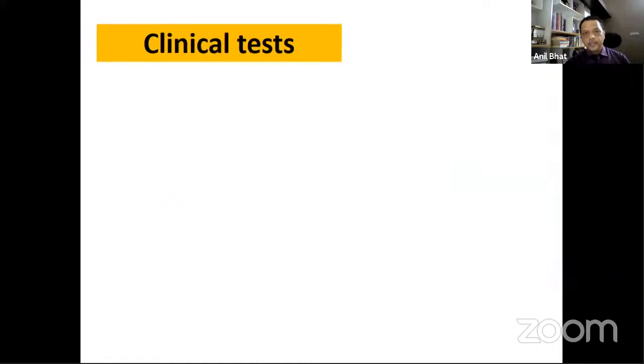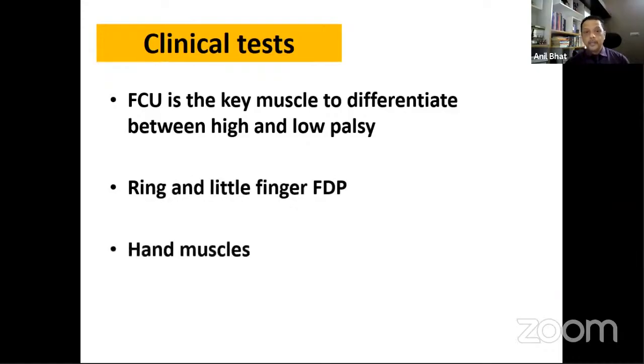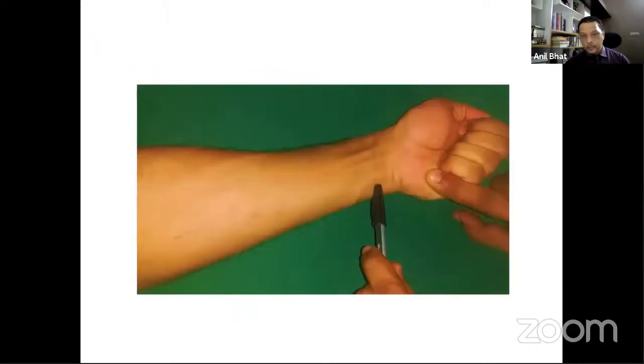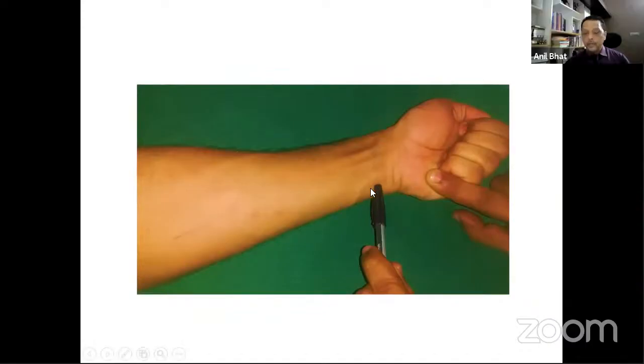For the neurological examination special tests, to differentiate between a high level injury and a low level injury, the first muscle you're supposed to check is the FCU. If the FCU is working, it is a low level injury, and if the FCU is not working, it means a high palsy. The ring and little finger FDP also need to be checked along with that. Plus, of course, you come down to the hand muscles. So you start with FCU testing by flexion of the wrist and ulnar deviation, and then you check for the muscle there. You also check the FDP of the ring and little finger. So if these two are working, it means a low level injury. It's not a high level injury.